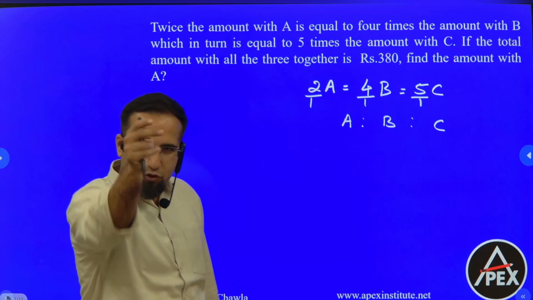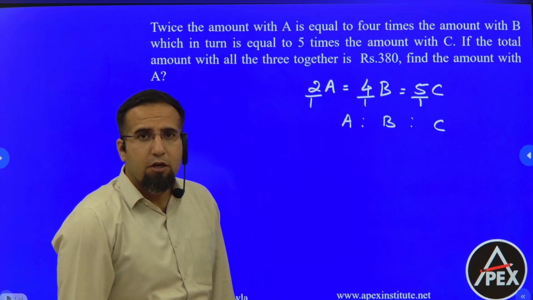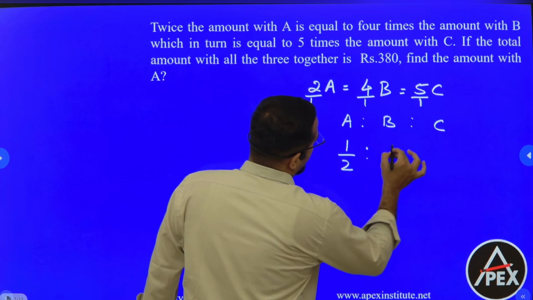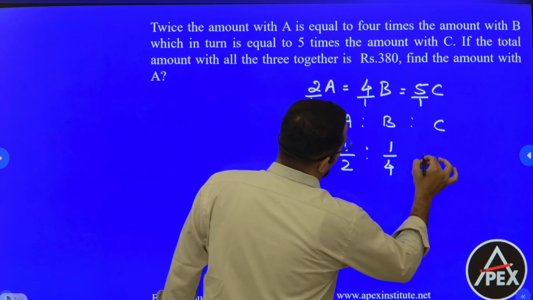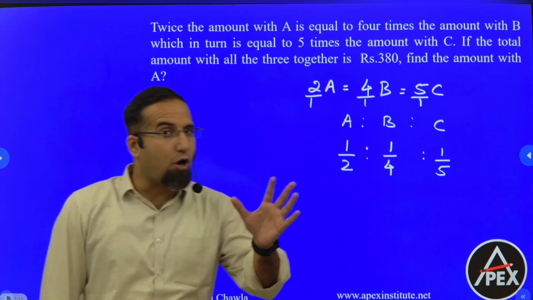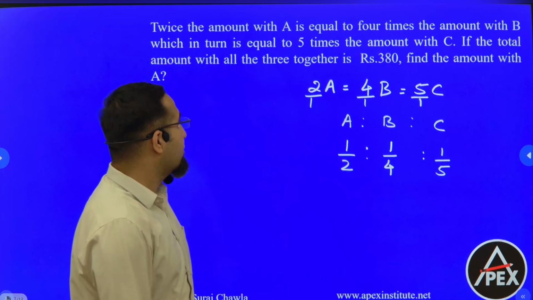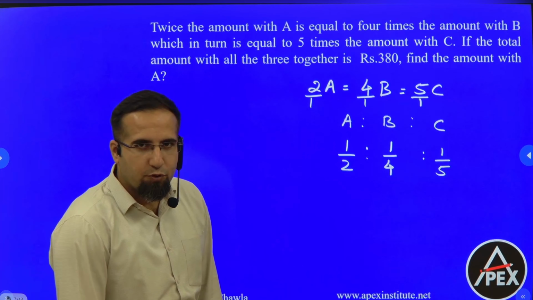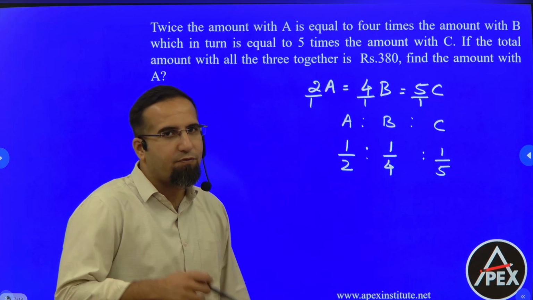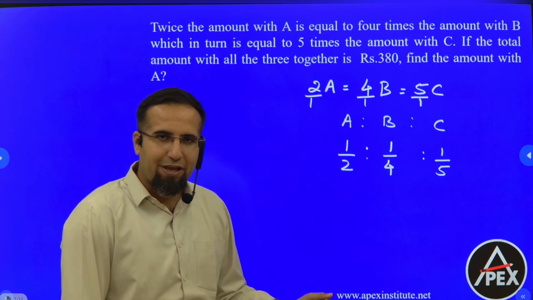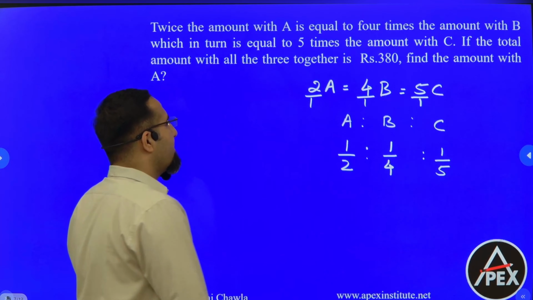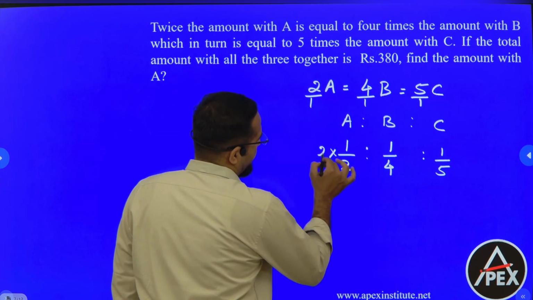हमको इन coefficients को inverse करना है. तो अगर 2/1 है, उसका inverse value कितना हो जाएगा 1/2, इसका inverse value हो जाएगा 1/4 और इसका inverse value हो जाएगा 1/5. Now our job is to simplify the ratio of fractions. Clear? So what is the simplified form here? So we have to take LCM of denominators. What is LCM of 2, 4 and 5 guys? Quickly can we calculate please? So LCM of 2, 4 and 5 will become 20. Right? So I multiply each term with 20.